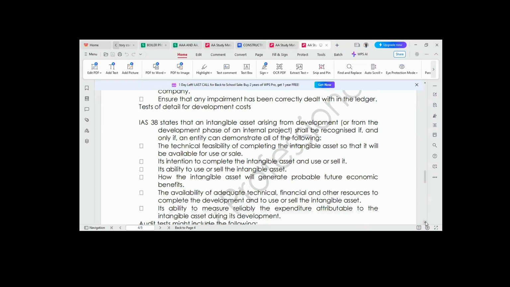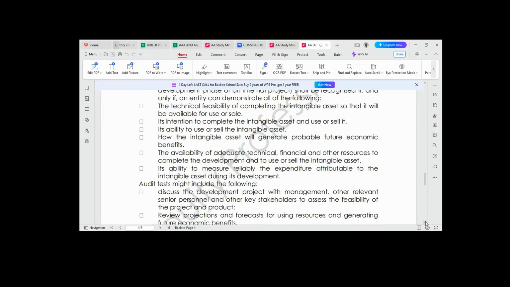Then also, the auditor will look at the ability to measure reliably the expenditure attributable to the intangible asset during its developmental stage. All of these I have explained to us, okay, in the course of trying to explain that Elon Musk project, okay? Then the audit tests, all those things that we do, the one we had discussed earlier with the audit procedure for development cost. Now, these are the audit tests that we carry out.